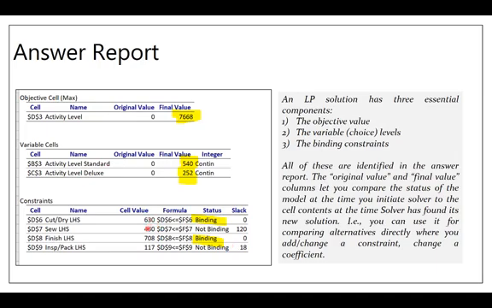So the actual recorded value in the left-hand side, and then the status, right? It's telling you binding versus not binding, and for the ones that are slack, that are not binding, it tells you how much slack there is.